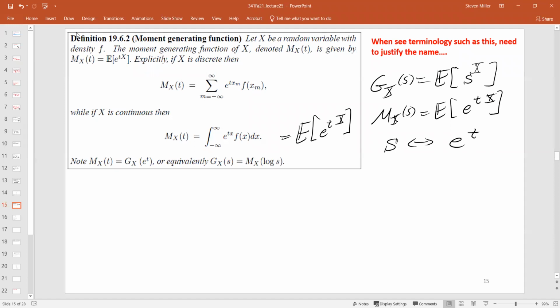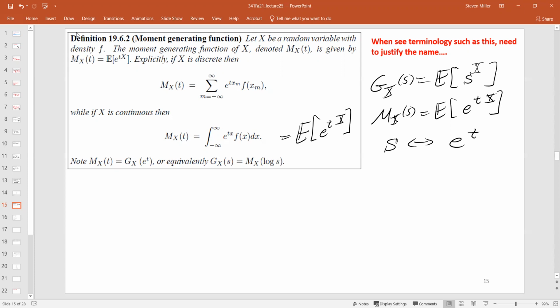And so essentially any result I have for generating functions, I can move to moment generating functions by just saying, well, look, the moment generating function is just the generating function evaluated at s, where s is e to the t. So I can convert from one to the other, or I can just prove things directly. Let's take a quick look at why this has its name.